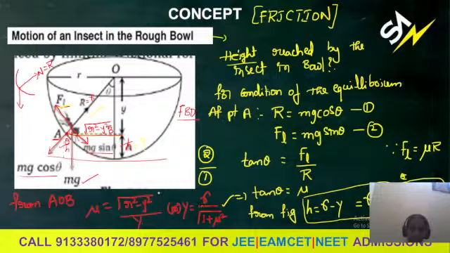So they can ask these types of applications. They can ask to calculate the height, or they may ask what maximum limiting friction develops. To find it, you can use mg sin theta when the angle is given. So this is the situation.